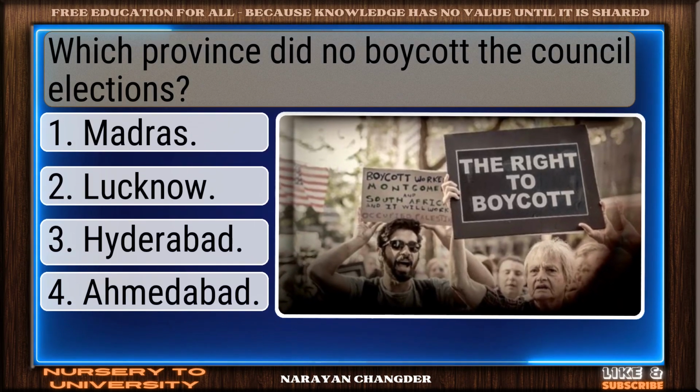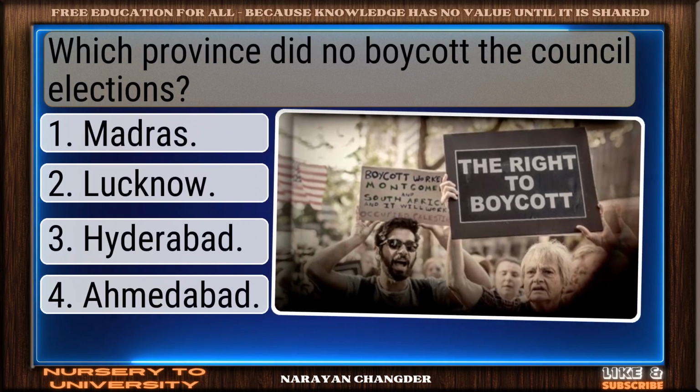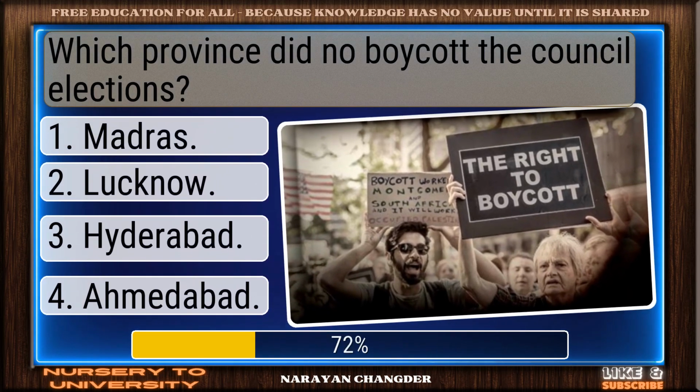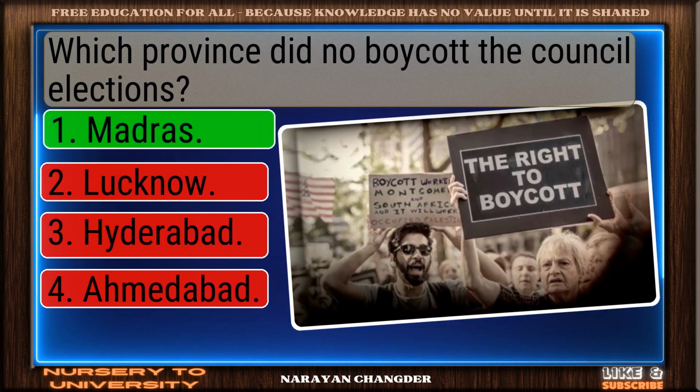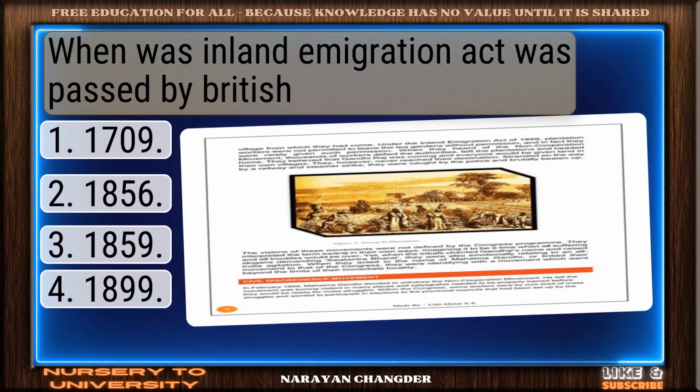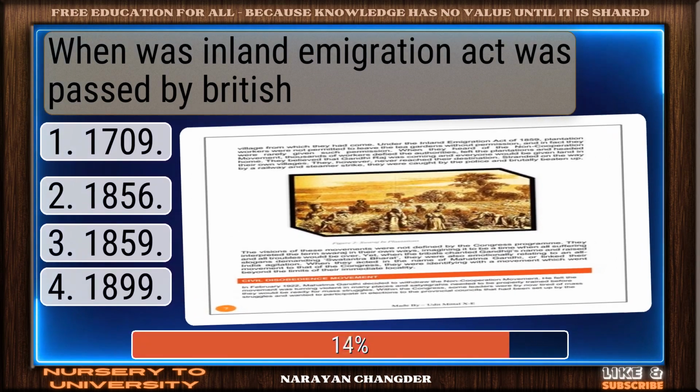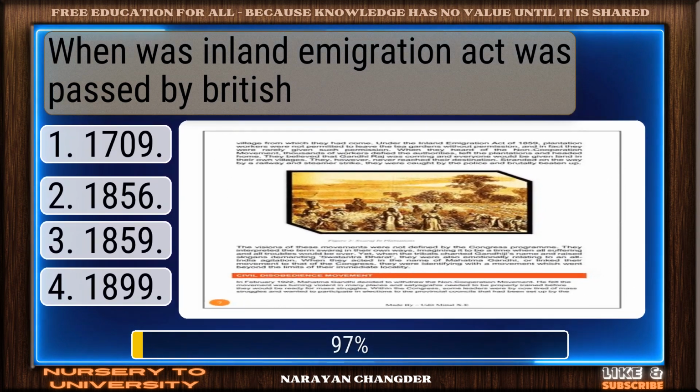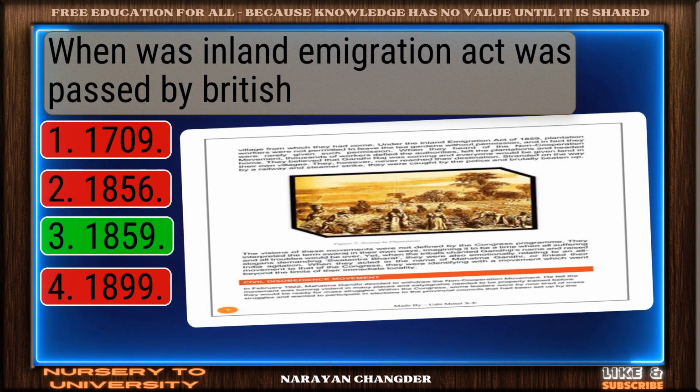Which province did not boycott the council elections? Well done. Madras is right. When was the Inland Emigration Act passed by the British? On track. 1859 is correct.